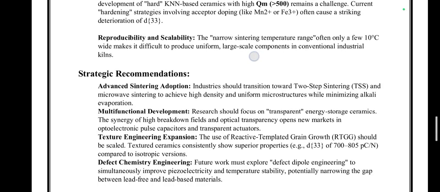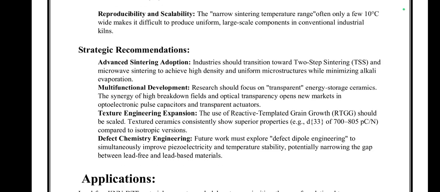Strategic recommendations: advanced sintering adoption, multifunctional development, texture engineering expansion, and defect chemistry engineering are strategic future recommendations to deal with the challenges. Advanced sintering adoption: industries should transition toward two-step sintering and microwave sintering to achieve high density and uniform microstructures while minimizing alkali evaporation. Multifunctional development: research should focus on transparent energy storage ceramics.